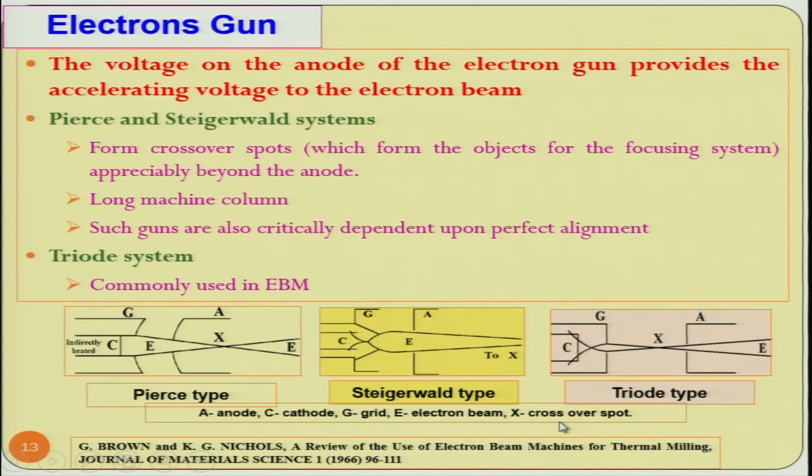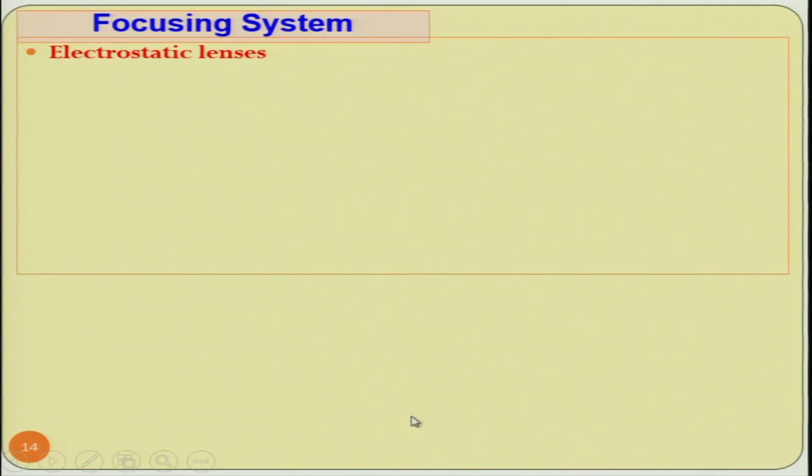So, you can see that there are three different systems, or three different ways the electron beam cross section is formed, and definitely they are going to affect the feature being created in all three cases. They have their own merits and demerits also. So, you have to carefully choose the machine which has a particular type of this system. Focusing system.